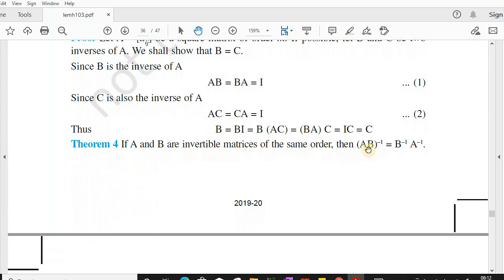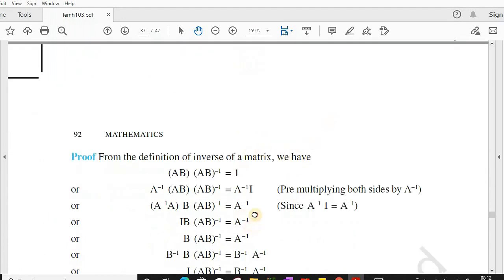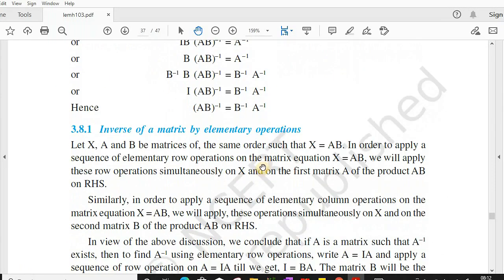Now if A and B are invertible matrices, then (AB) inverse is B inverse A inverse. This can also be established using this proof.